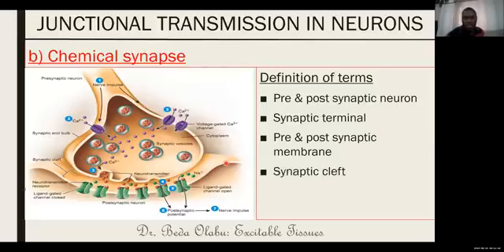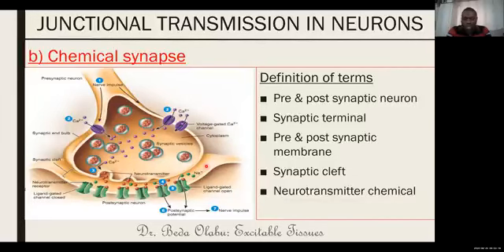There's also what we call the synaptic cleft. The cleft is the space, the extracellular space between adjacent pre- and postsynaptic membranes. Now remember that space is almost equal to the interstitial space. The cleft between the two adjacent membranes is what we're calling the synaptic cleft.